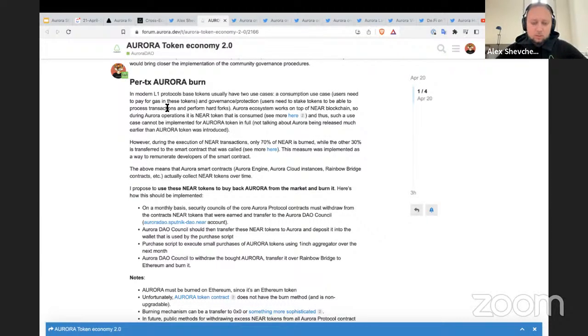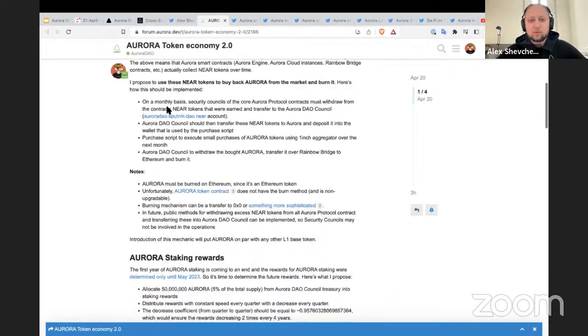And we are able to do this because of 30% of transaction fees that are happening on the Near blockchain. So 30% of Near that is consumed within the transaction is actually not burned. The other 70% of Near are burned, and this is the base use case for the Near token. But the other 30% is transferred to the smart contracts of Aurora. And what can be done with this 30% of Near tokens is the buyback of Aurora tokens from the market and burn. This is going to put Aurora token on par with Near in terms of the consumption use case and with many other L1 solutions.